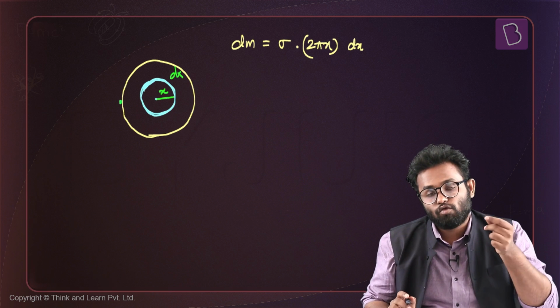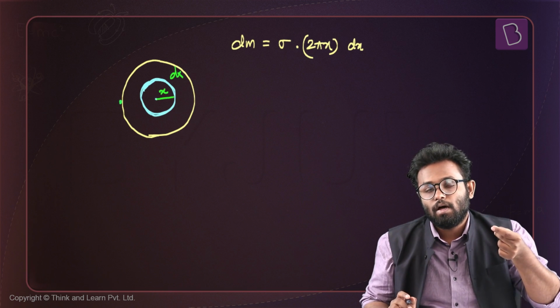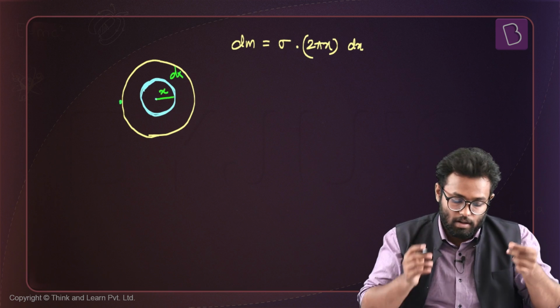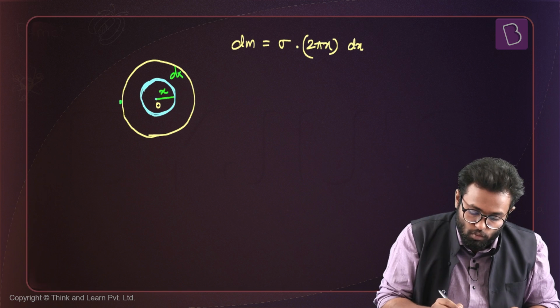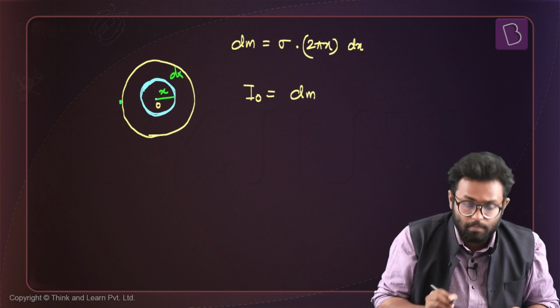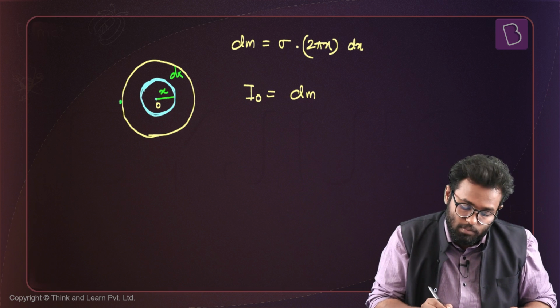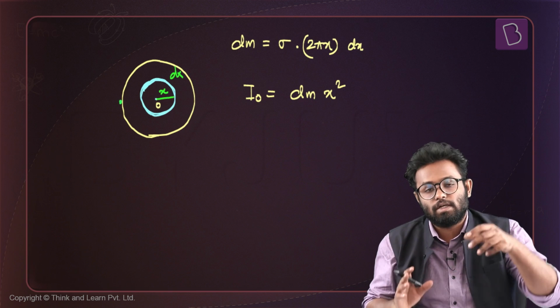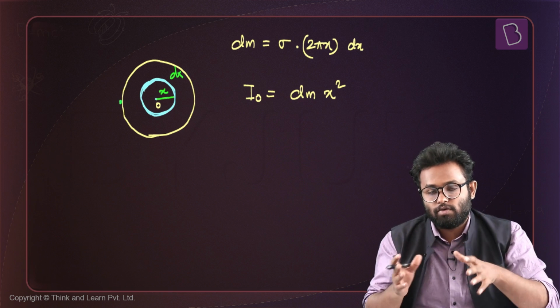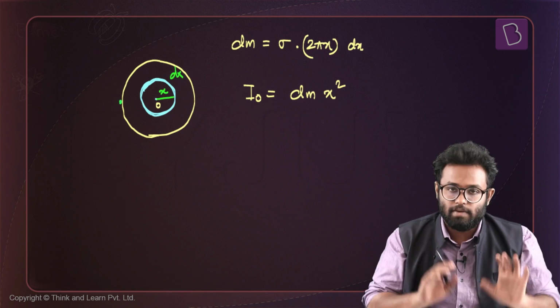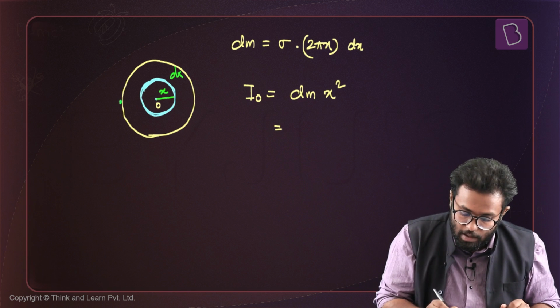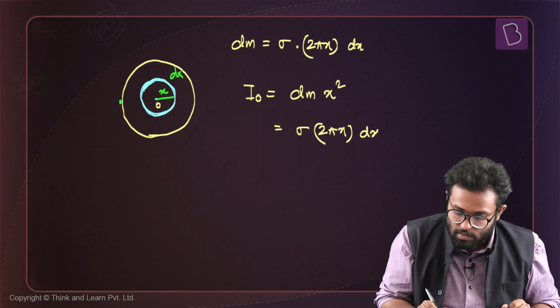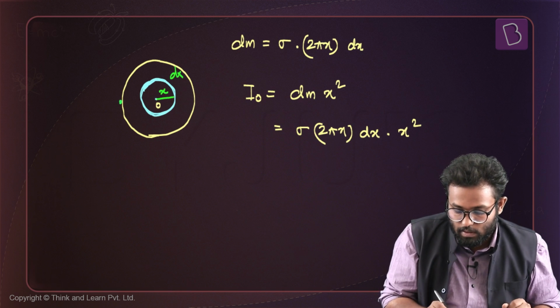What would be its moment of inertia about its own center of mass, so about this point O? So what will be I_O? I_O will be nothing but dm times x squared, because that's the moment of inertia of a ring, m r squared. So m here is dm, and r is x, so dm x squared. So that becomes sigma times 2 pi x times dx times x squared, right?